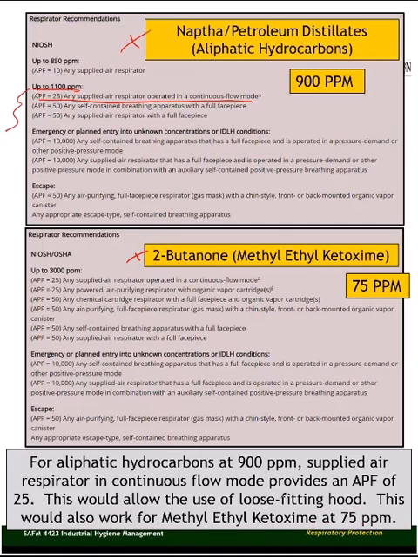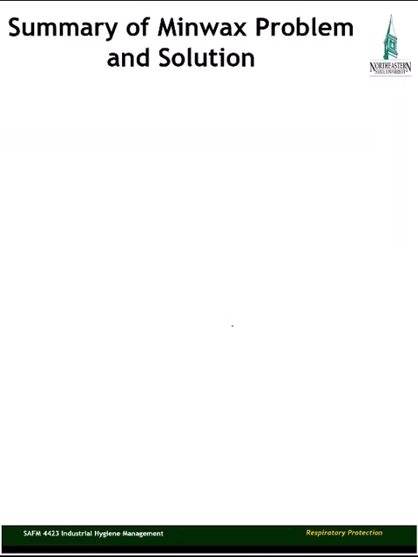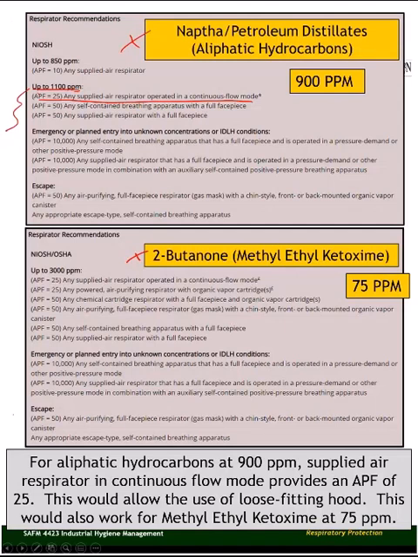And let's just verify that. Okay, up to 3,000 parts per million. Whoops. Up to 3,000 parts per million. There we are, APF 25, any supplied air respirator operated in continuous flow mode. That's the same that we need for working with the aliphatic hydrocarbons, the petroleum distillates. So that's the way to go. That's the decision I would make. I would use any supplied air respirator operated in a continuous flow mode.